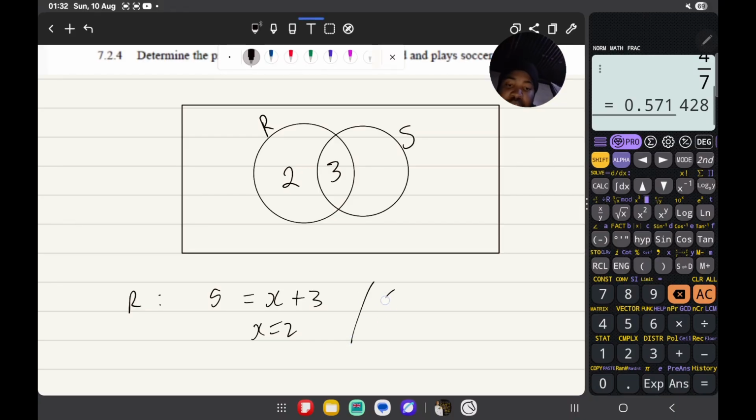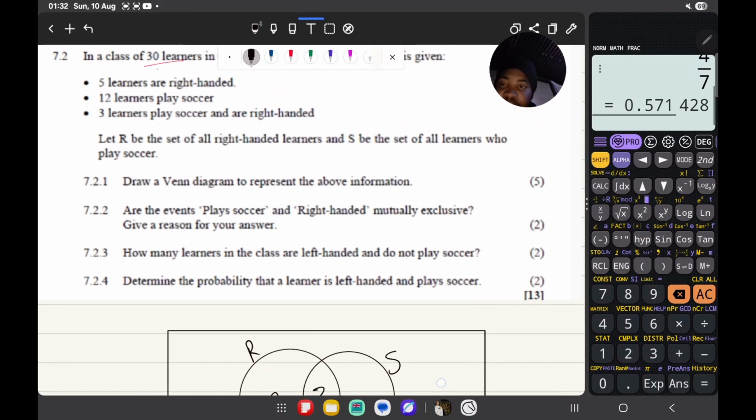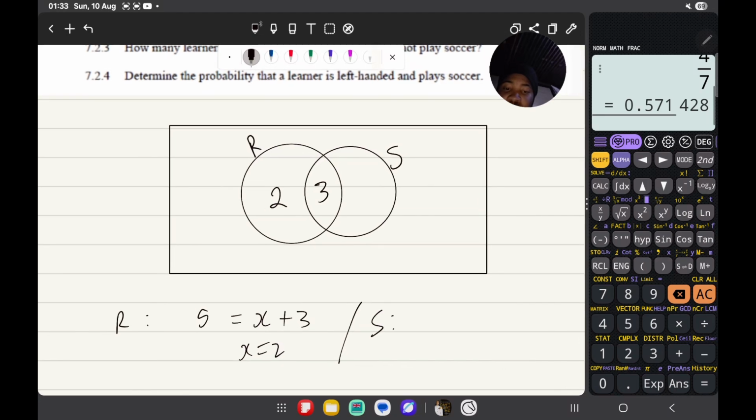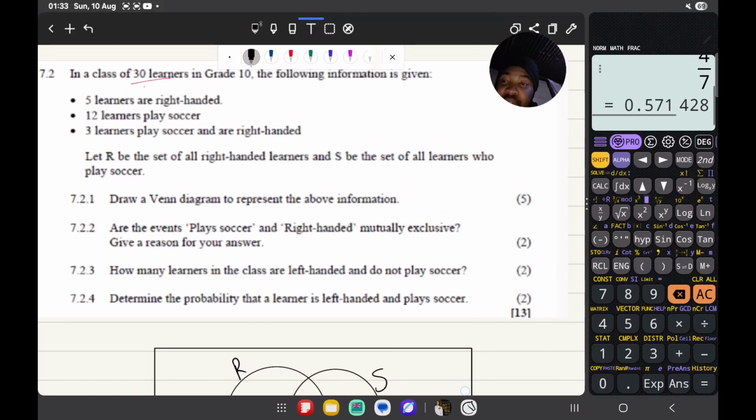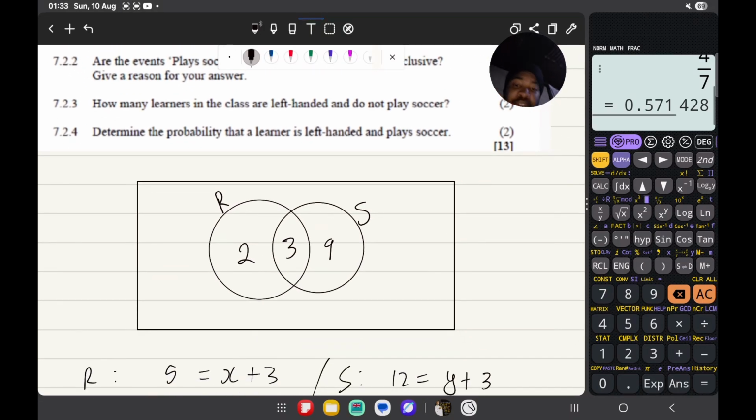And then for soccer, you will say S. They said 12 play soccer, so 12 equals y plus 3, and therefore y equals 9. So you have 9 here, and the whole circle gives you 12. And then remember, in total we have 30 learners.